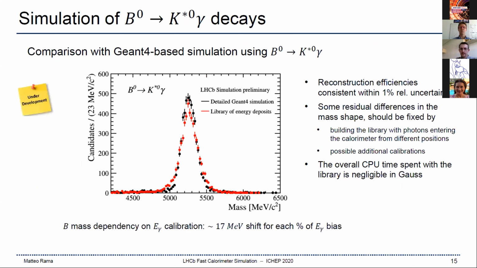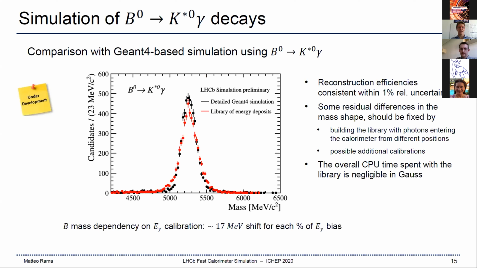Here, the comparison is done directly in a simulated and reconstructed decay channel, B0 to K*0 gamma, where the photon is reconstructed in one case with the standard simulation, in the other case using the library. First of all, it's important to stress that the reconstruction efficiencies are very similar, consistent within the 1% relative uncertainty in both cases. There are some residual differences in the shape of the mass, so some additional tuning needs to be done, but we already have some ideas on where to try to improve the agreement.